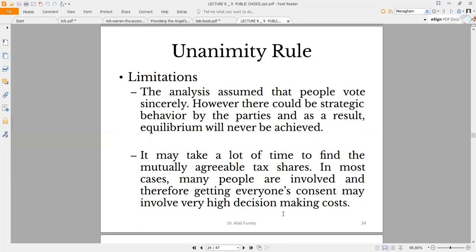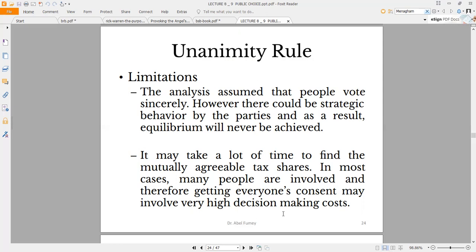We even have free riders who will understate their benefits so that they can pay less or even not pay anything at all. But after the public good has been produced, they will enjoy it. So this thing doesn't really work in the real world. It's possible that people wouldn't be as sincere as the rule assumes.